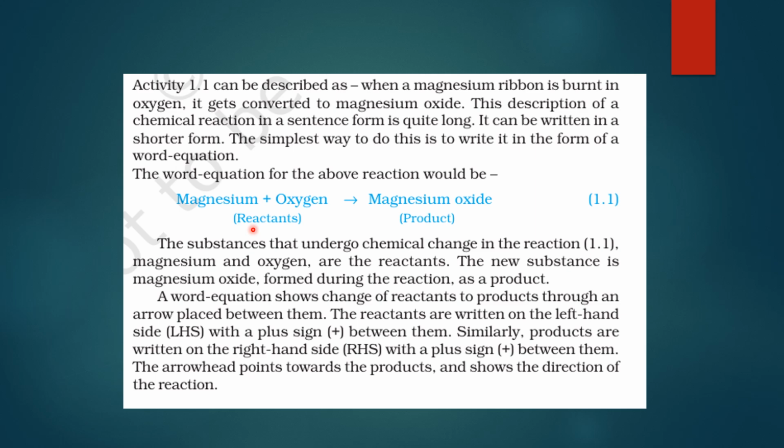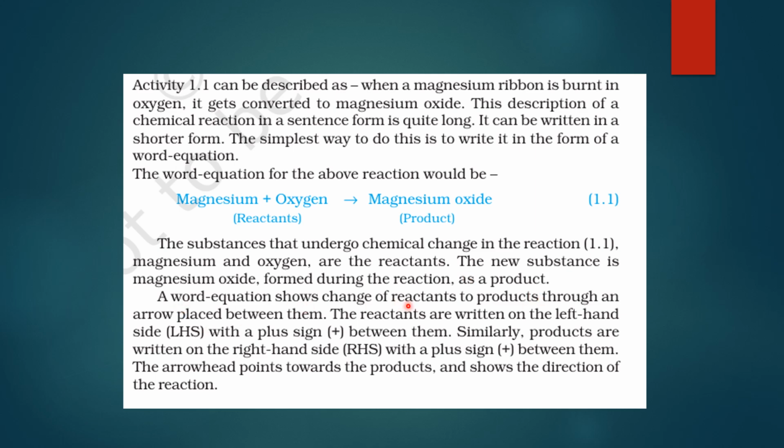So on the left hand side of the arrow, we have reactants, the materials which are reacting together to give a final product. On the right hand side of the arrow, we have a product. The substances that undergo chemical change in the reaction, that is magnesium and oxygen, are the reactants. And the new substance is magnesium oxide, which is formed during the reaction. This is a product. So just learn these definitions of reactants and products.